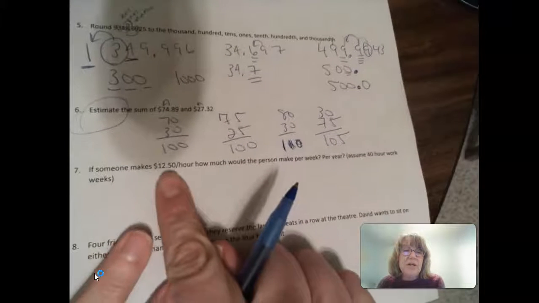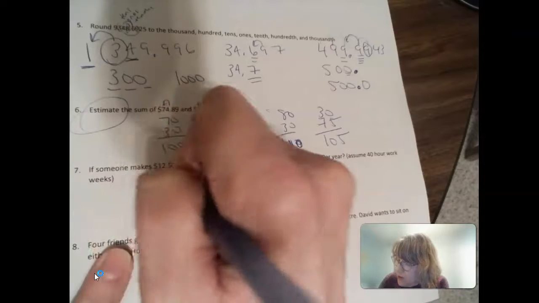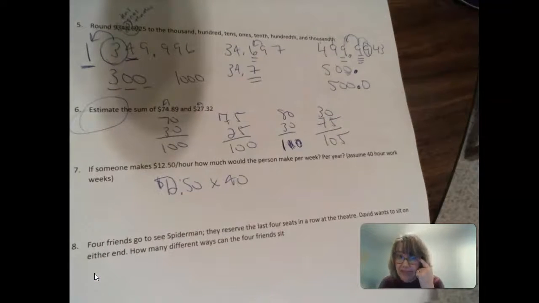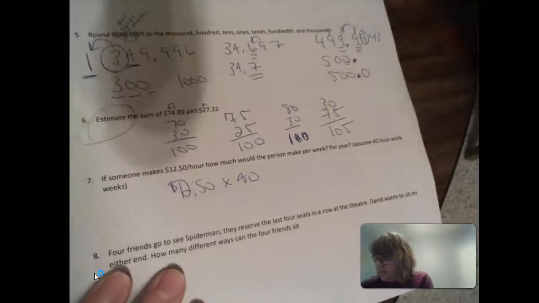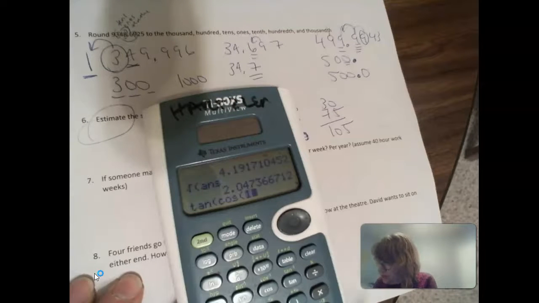All right, here. So we're going to assume a 40-hour work week. So if we take 1250 times 40, we can figure out how much they make in a week. And then if we take that times 52, we can figure out the rest. So let me clear.